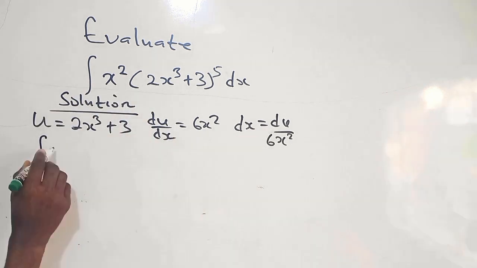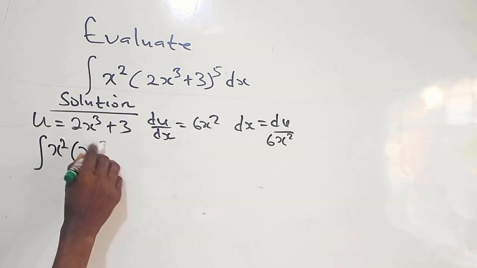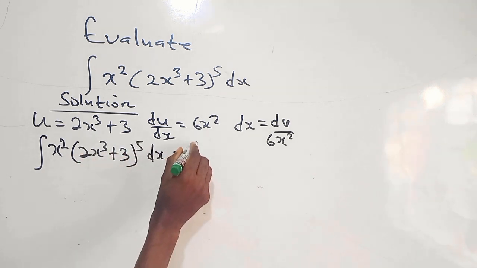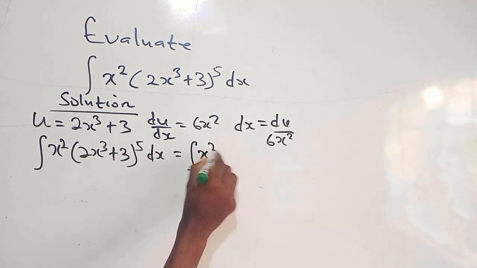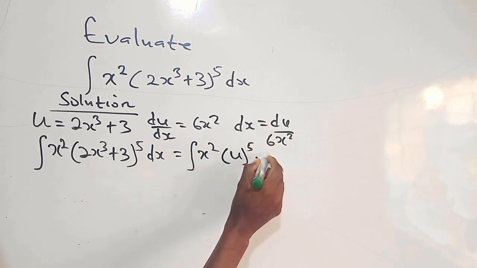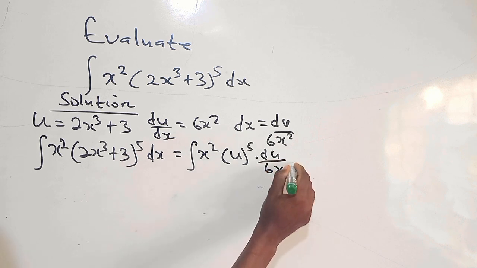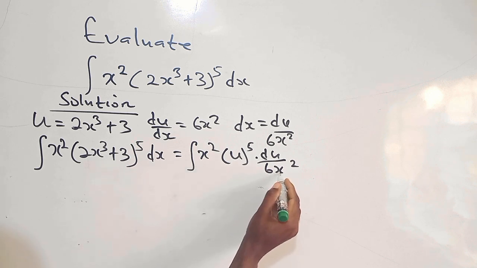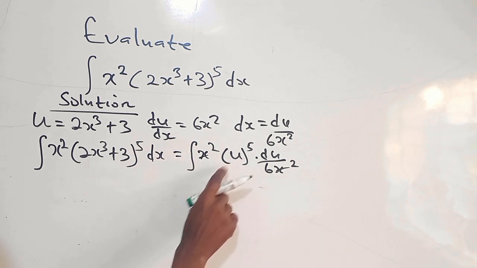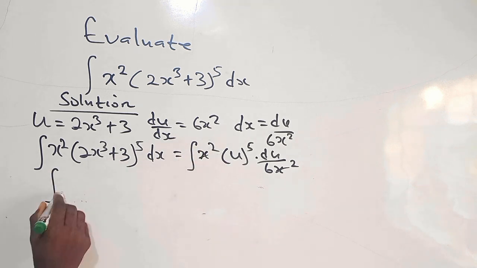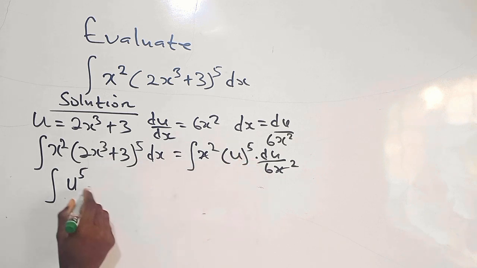So we have the integral of x squared times (2x cubed plus 3) to the power 5 dx equals the integral. So I have my x squared. Since I've replaced everything here with u, I have u raised to power 5. dx in this case is now du over 6x squared. So from here I can simplify. So this can go with this. So I have here the integral of u to the power 5 du.